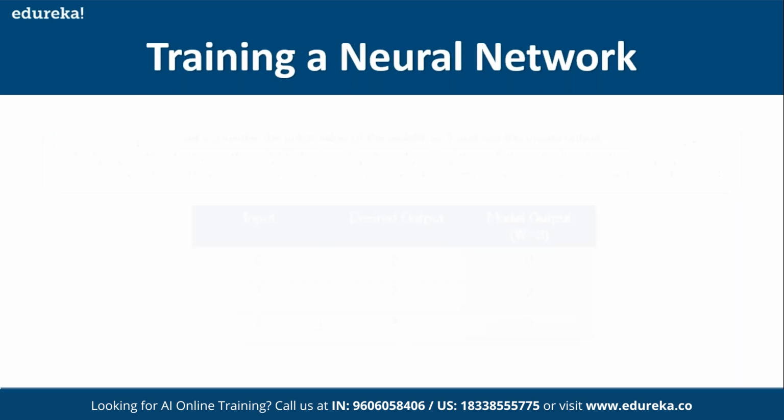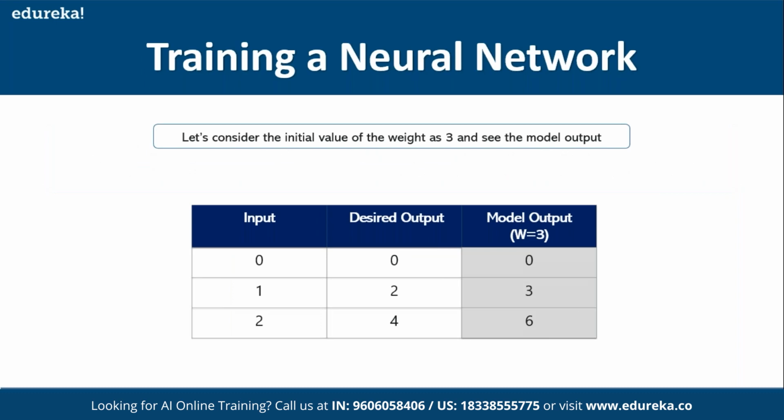Now to train a neural network, first we go ahead and give a starting weight. Now I give a weight as 3, w is equal to 3. Now what I have to do is, with this weight I will go ahead and multiply my input. 3 into 0 is 0, 3 into 1 is 3, 3 into 2 is 6. Therefore my first model output with the weight 3, I get 0, 3 and 6.